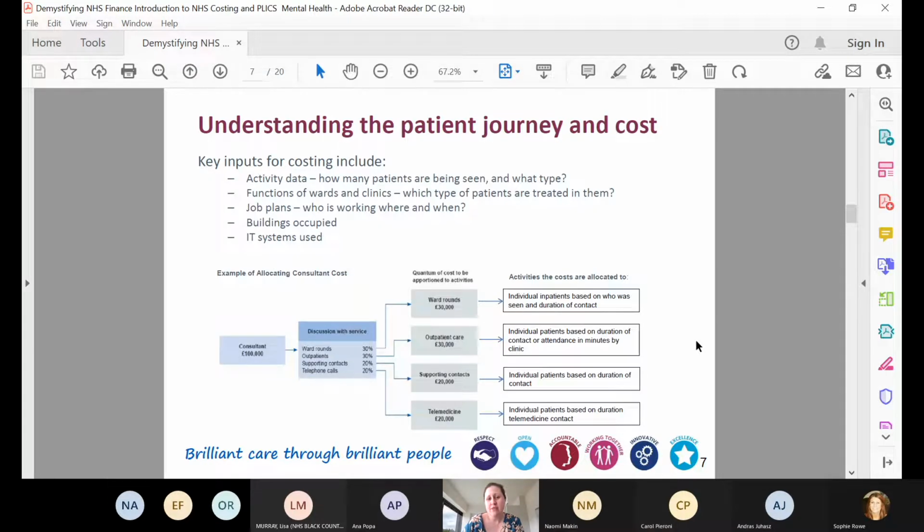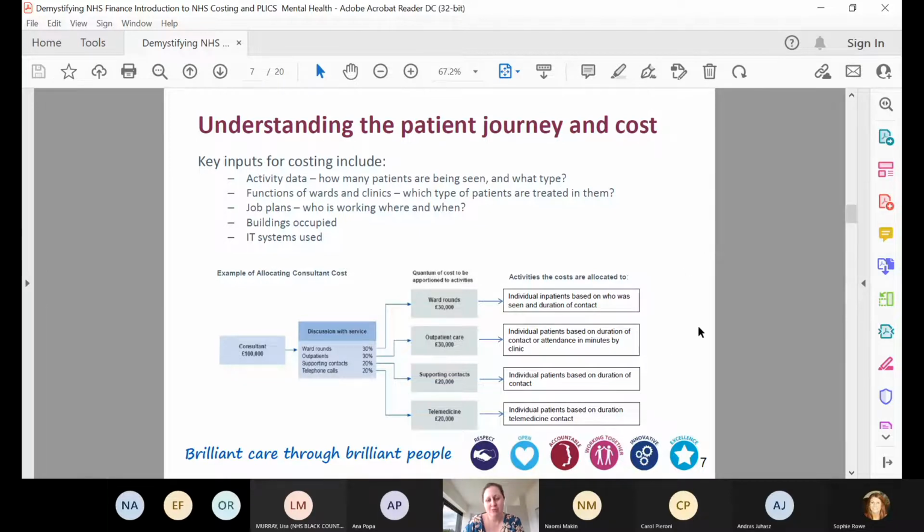So our key inputs when we're thinking about that patient journey, we need to be considering our activity data. So how many patients are being seen and what type of patients are we seeing? We want to be considering the function of the wards and the clinics. So what type of patients are we treating? Do we have our wards structured by functional illness? Do we have them structured by age? Actually, are there any specific wards that are for specialist services that we need to be notifying? Job plans, literally who is working where and when. The buildings that we occupy, the IT systems that we use, and as you can imagine, there are a whole host of other inputs that are really important for the costing team to understand.